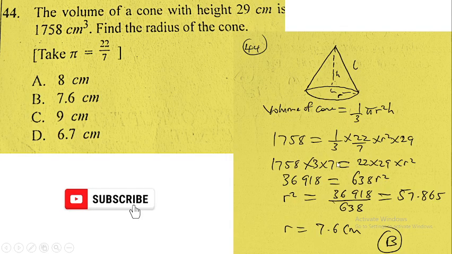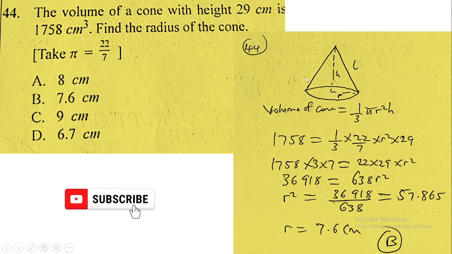Question number 44. The volume of a cone with height 29 centimeters is 1758 centimeters cubed. Find the radius of the cone. Take pi to be 22 over 7. The volume of a cone. What is the volume of a cone? The volume of a cone is 1/3 of the volume of a cylinder, and that will be 1 over 3 pi r squared h.